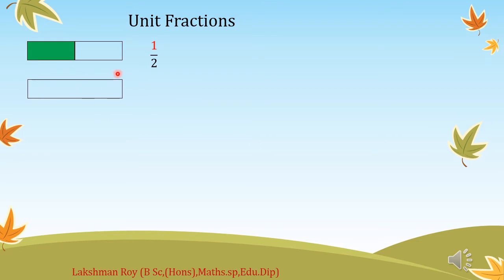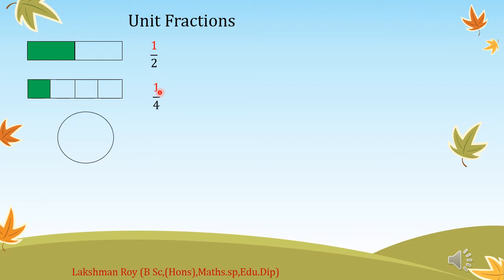So this is the whole figure. Now I divide that one into how many parts? 4 parts. So now I colored only one part. Now I want to represent this colored part as a fraction of this whole figure. Divide into 4 parts, colored only one part. Understand? So let's see another one.